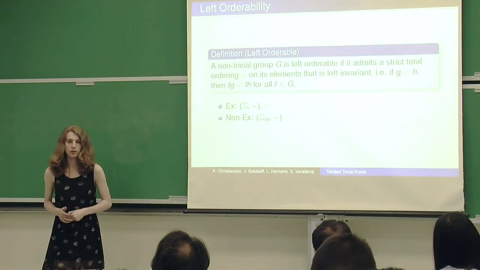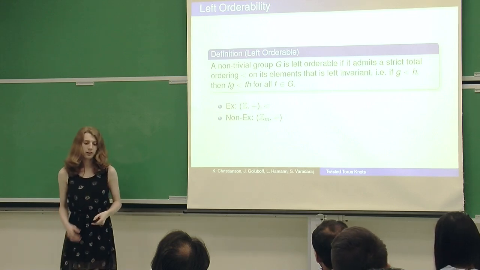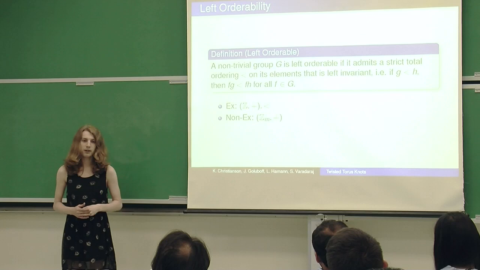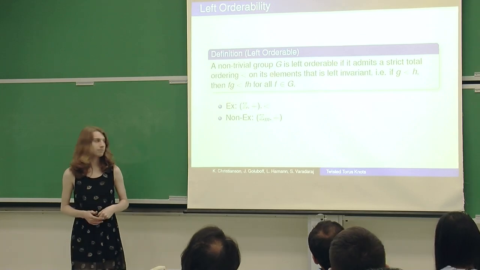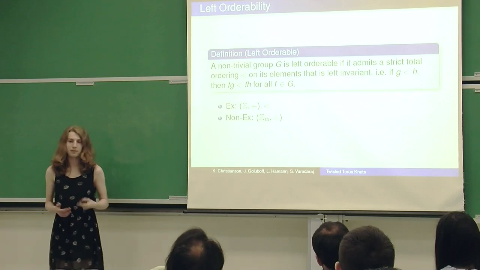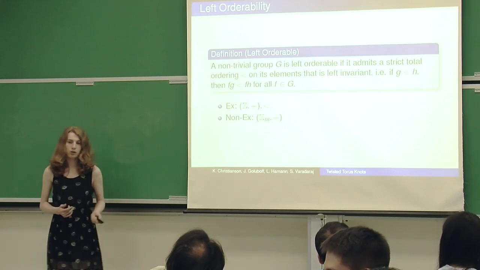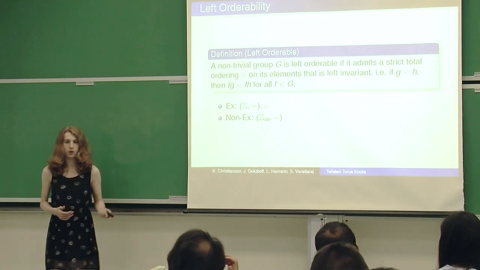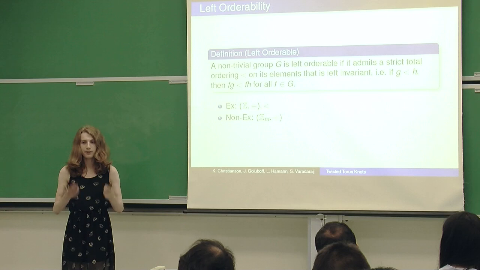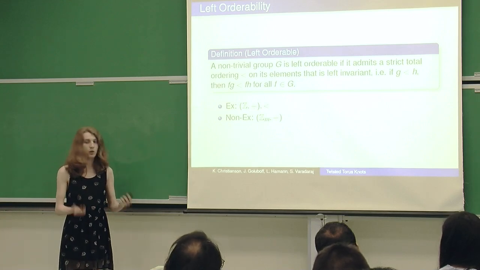So let's start with left-orderability. We say that a non-trivial group is left-orderable if there exists a strict total order on the group, essentially which respects left multiplication within the group. So if g is less than h, then fg must be less than fh for any f in the group. An example of a left-orderable group is Z under addition, with the standard order. We all know if you have an inequality and you add the same thing to both sides, surely you must get an inequality that's still true.